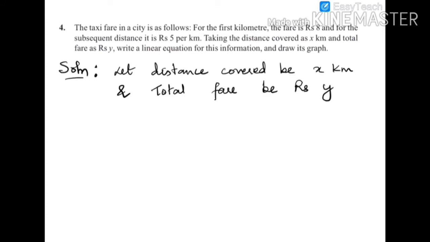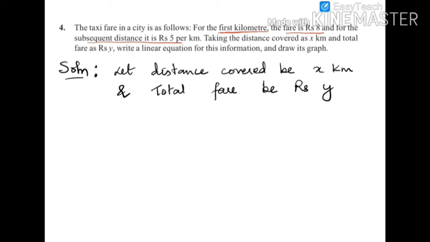According to the question, we have to take the total distance covered by the taxi as x kilometers and the total fare for that distance as y rupees. It is given that for the first kilometer, there is a fixed charge which is rupees 8, and for subsequent distance, the charge is rupees 5 per kilometer.